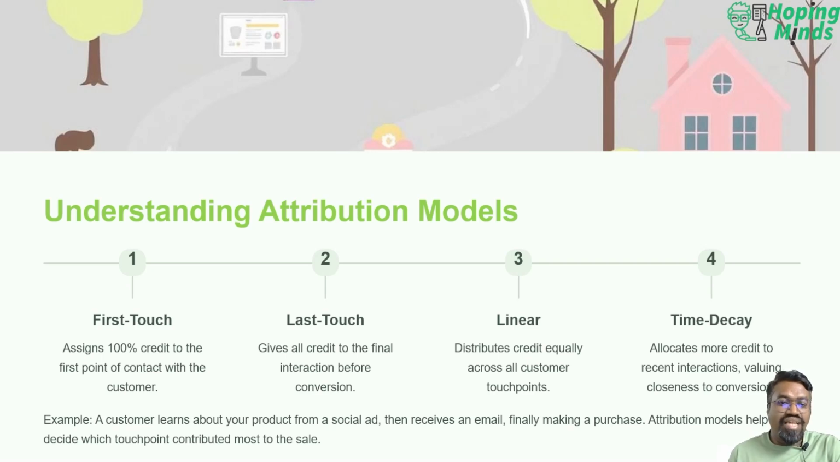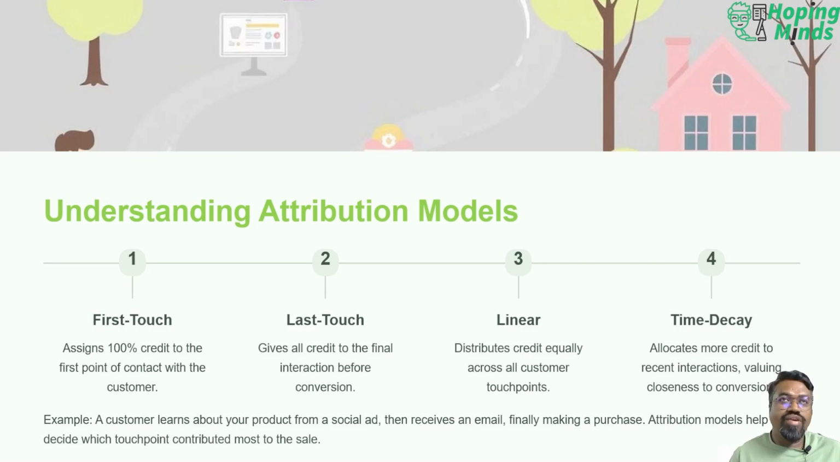Second is the last touch, which gives all the credit to the final interaction before conversion. Third is linear, which distributes credit equally across all of the customer's touch points on the website specifically. Next is time decay, which allocates more credit to recent interactions, valuing closeness to conversion, right?